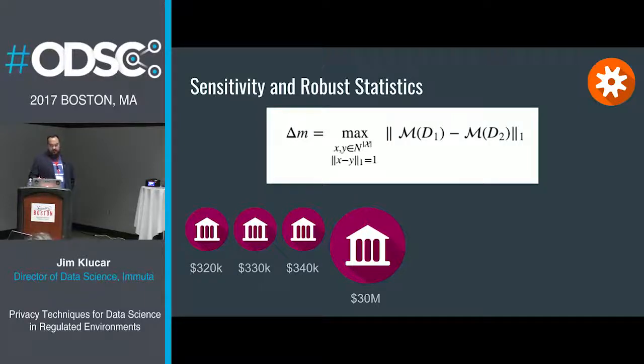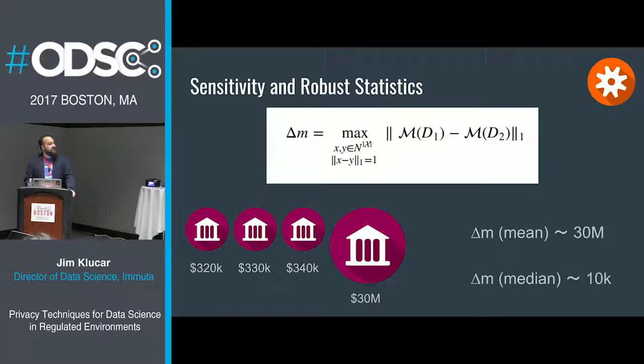So in order to protect the fact that this $30 million house is in the data set, I would have to add noise to the query result on the order of $30 million. So no matter what question you asked of this data set, if you asked the average of this data set, I would always be telling you $30 million, even if that house wasn't in there, because there was a potential of a house costing $30 million being in the data set.